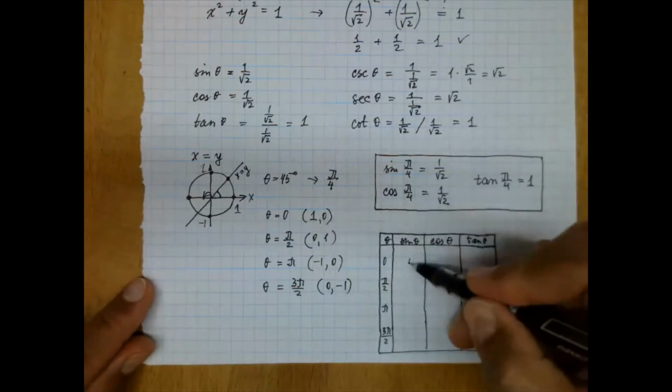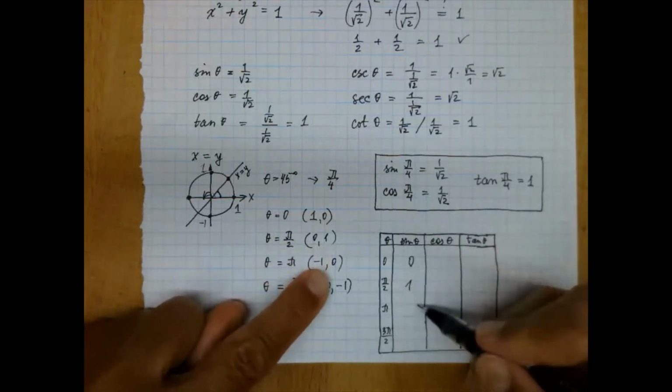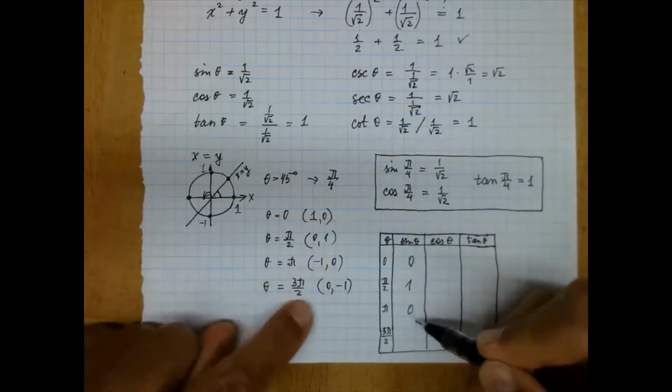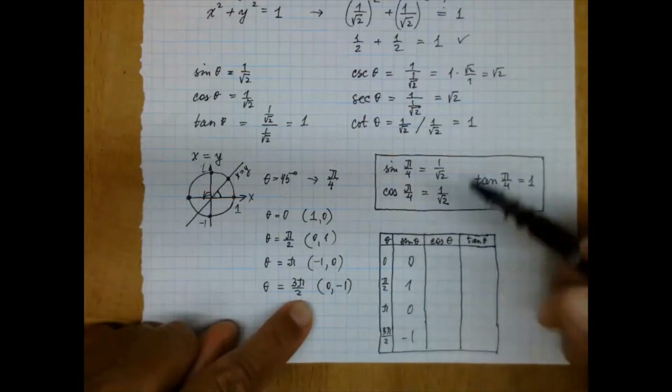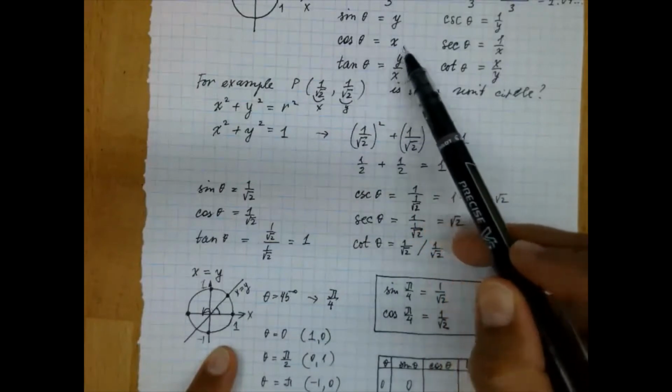For 0, y is 0. For pi over 2, y is 1. For pi, y is 0 again. And for 3 pi over 2, it is -1. For cosine, remember that cosine of theta is equal to x.